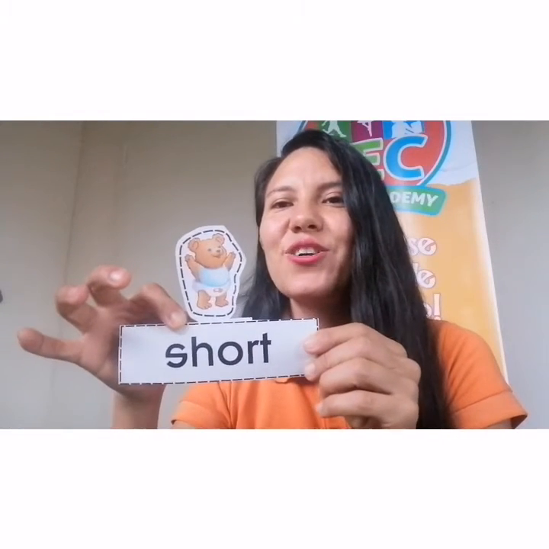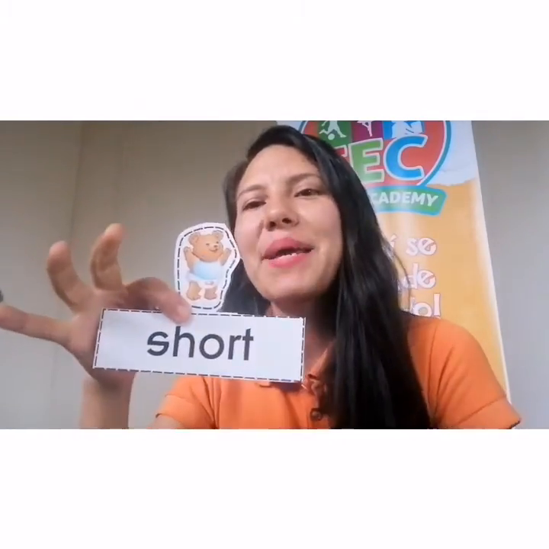And let's see, the last one is, do you know what is the last one? Okay, the last one is short. The baby is short. El bebé es pequeño, short. Very good. So you can use those words to describe four people in your family. Van a usar estas palabras para describir a cuatro personas en su familia. So don't forget.